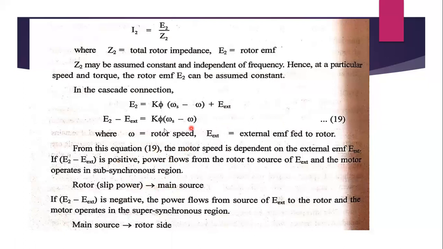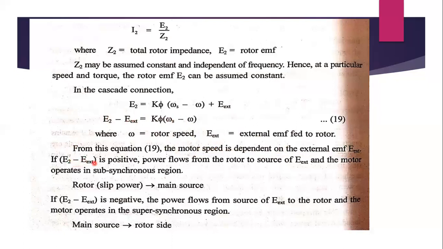From this equation, E2 minus Ext, we can easily understand that the rotor speed, the motor speed, is dependent on the external EMF Ext. In this, we have to understand two concepts: what happens if E2 minus Ext is positive, and if E2 minus Ext is negative.